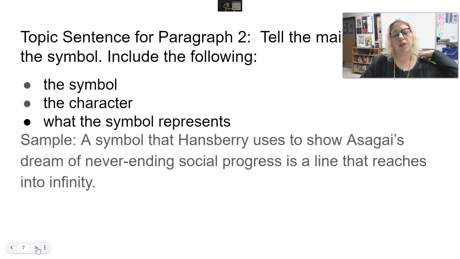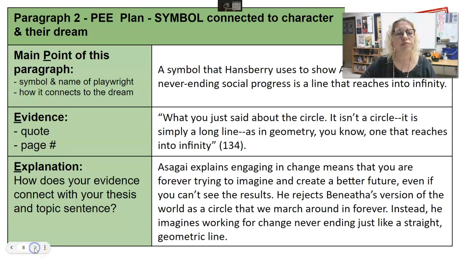Here's the sample. A symbol that Hansberry uses to show Asagai's dream of never-ending social progress is a line that reaches into infinity. All right, you do the same for your symbol. And it goes here. Then make sure you have a quote for this paragraph about your symbol, and then you're going to have the explanation next.